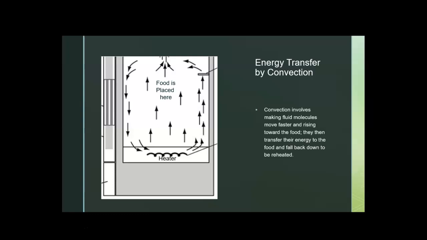You can see this motion in the diagram as the hotter molecules, the faster molecules that have been warmed up by the heater, move up on the right, and then once they have cooked the food, they fall down on the left because their density has increased. So this is an indirect energy transfer in convection.